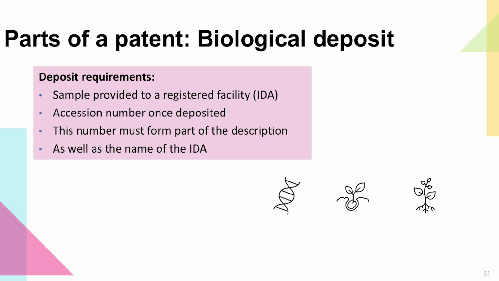So if a sample is required to practice the invention, a biological material deposit must be made to an International Deposit Authority, or IDA, or in other words, a registered facility. They will provide an accession number, and the number must be found in the description. The name of the authority wherein the deposit is made must also form part of the description of the invention. This next section is also critical.